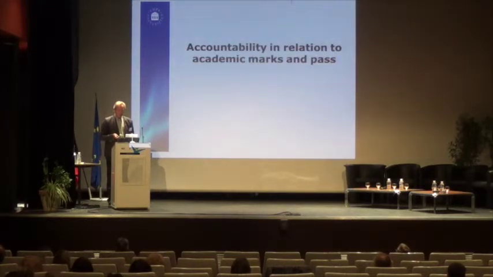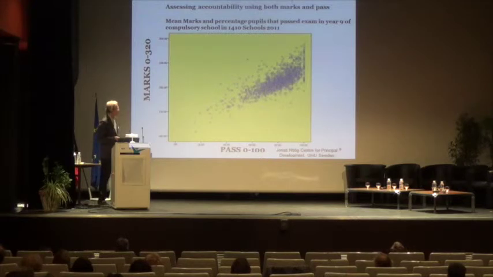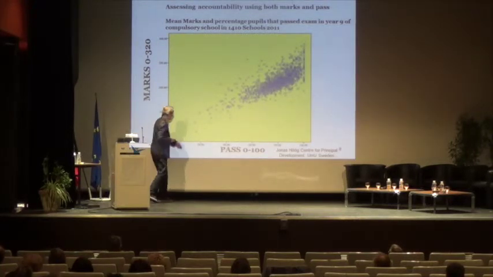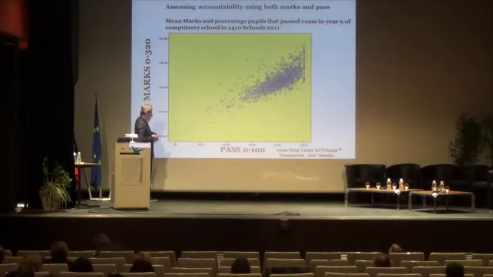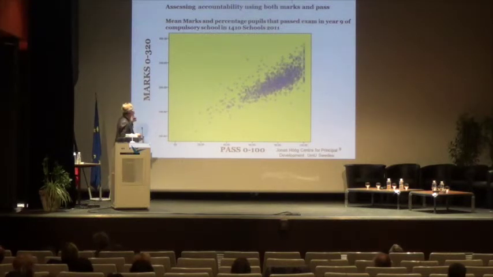We go to academic marks and pass. These are schools, 1410 schools, to 2011 in Sweden. All these rings, balls, are results. And we have pass down here and marks up here. And pass from 0 to 100%. 100% means that every child in school has a pass in all subjects, 16 subjects.